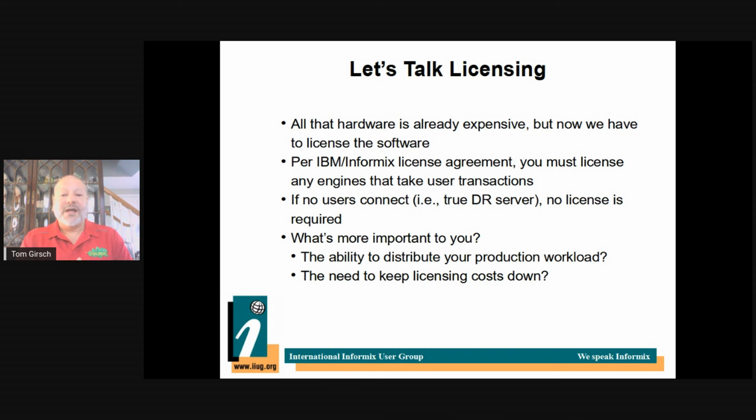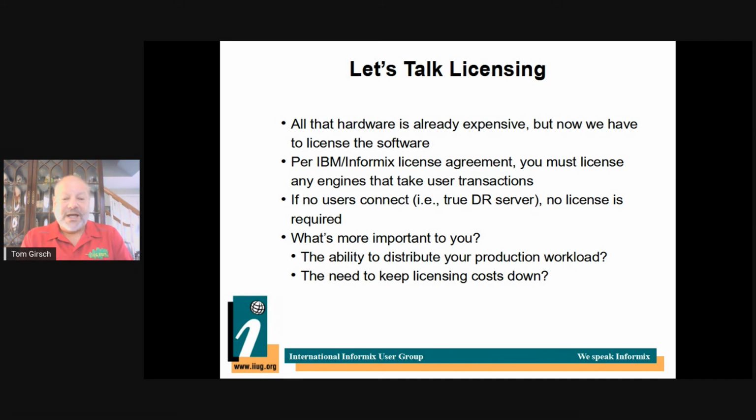If no users connect and no work is done, that is, it's a true DR server, it's just sitting there as a warm standby, receiving data updates, receiving replication, but you're not running reports off of it, you don't have users connecting to it, you're not running batch jobs on it, it's just sitting there in case something goes wrong. For those servers, you don't have to license them. So the question becomes a balancing act at that point. What's more important to you? Do you want the ability to distribute your workload across those machines? Or do you want to keep your licensing costs down? Because you have to pick.